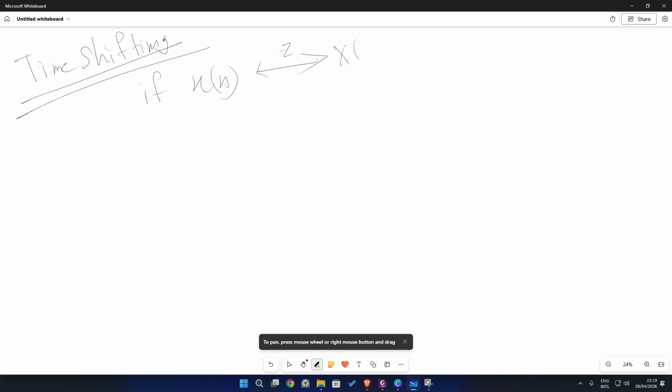Now we will talk about the time shifting property. Let us consider a scenario: if x of n, when we z transform it, becomes simply X of z, and vice versa. Then x of n minus k will be z inverse k X of z.